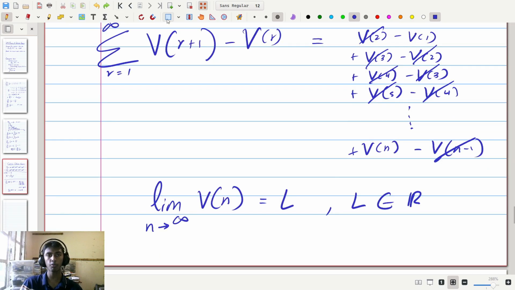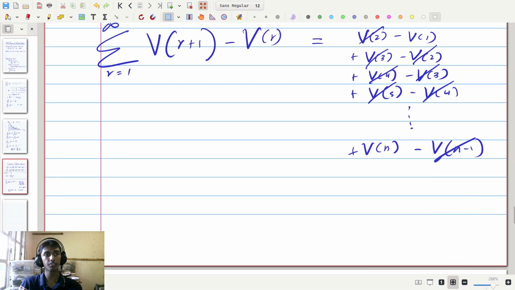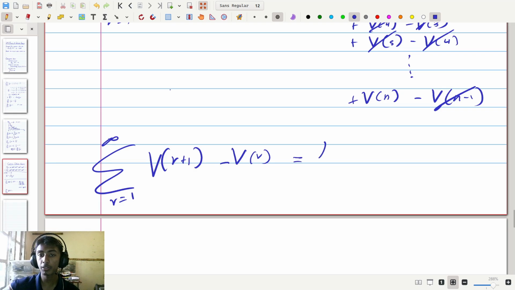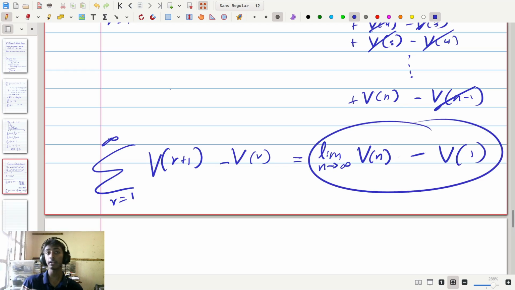So if we write that more formally, the sum from r equals 1 up to infinity of, in the simplest case, v of r plus 1 minus v of r, is going to be equal to the limit as n approaches infinity of v of n minus v of the very first term, v of 1. So this is going to be the value of our telescoping sum.